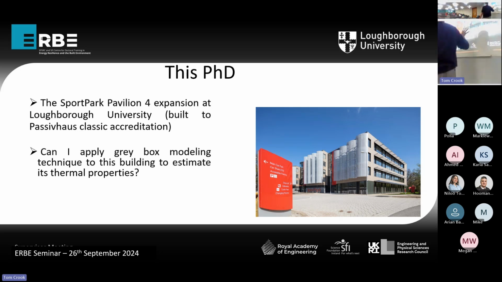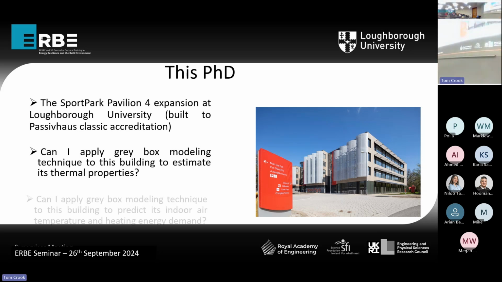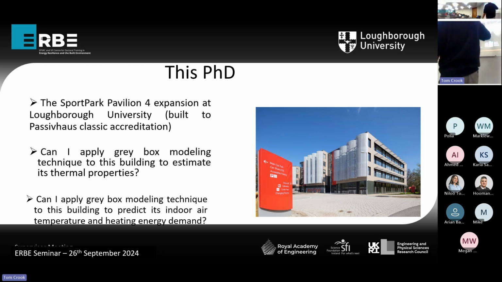Can I use this gray box modeling to estimate the thermal properties of this building, as I mentioned in the previous slide? Because those parameters are supposed to have physical meanings. So can we use gray box modeling in this type of building to get some information about the building properties? And can we use gray box modeling to predict indoor air temperature and energy demand of this building?